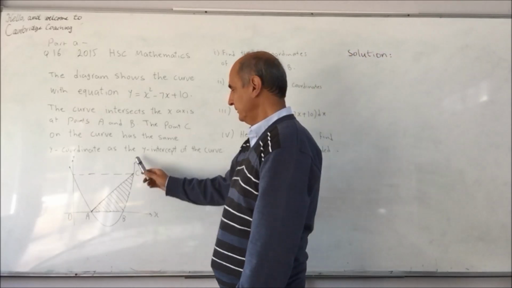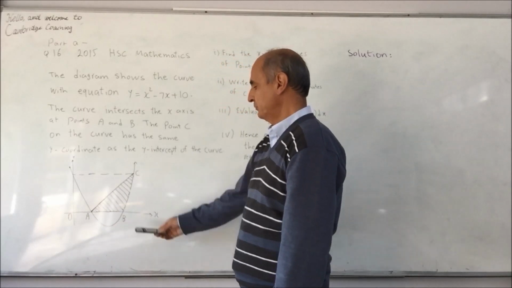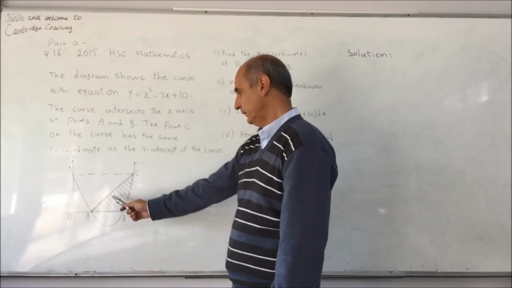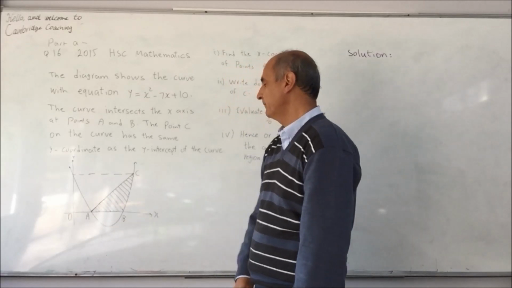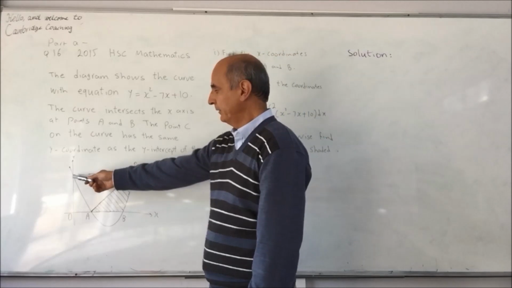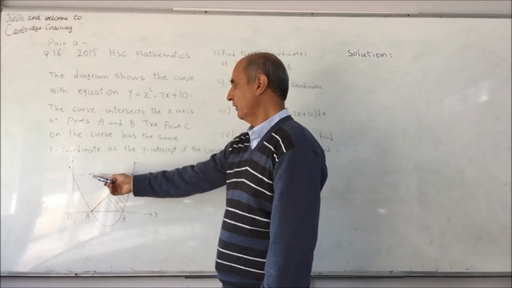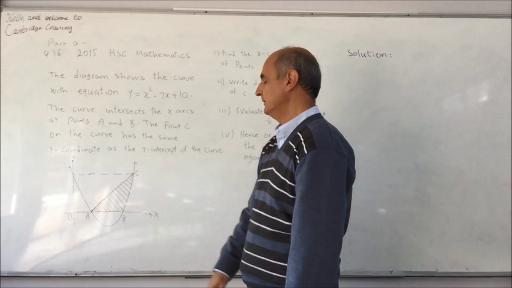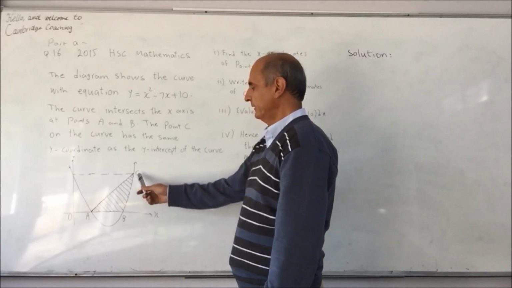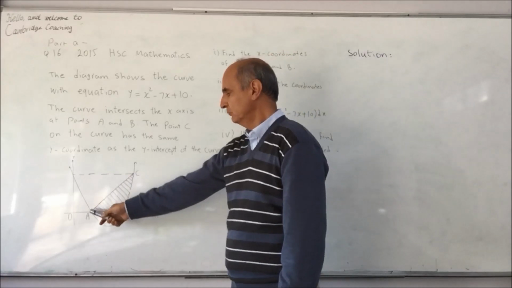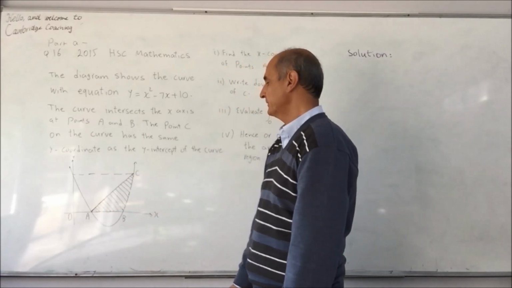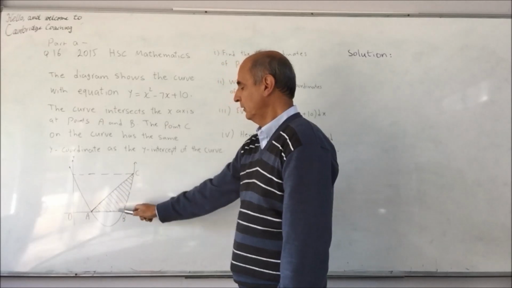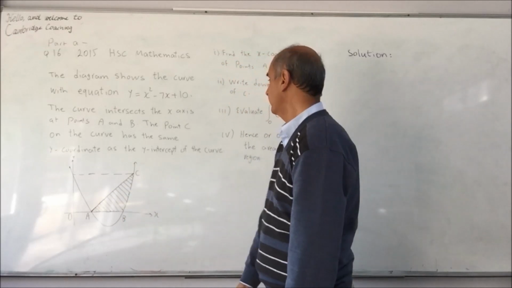So basically what we have here is a parabola, part of which is under the x-axis, and its x-intercepts are called A and B. And from the y-intercept, a horizontal line is drawn to cross the parabola at point C. Then the point C is connected to A, which is one of the x-intercepts, and a shaded area as shown has been created.